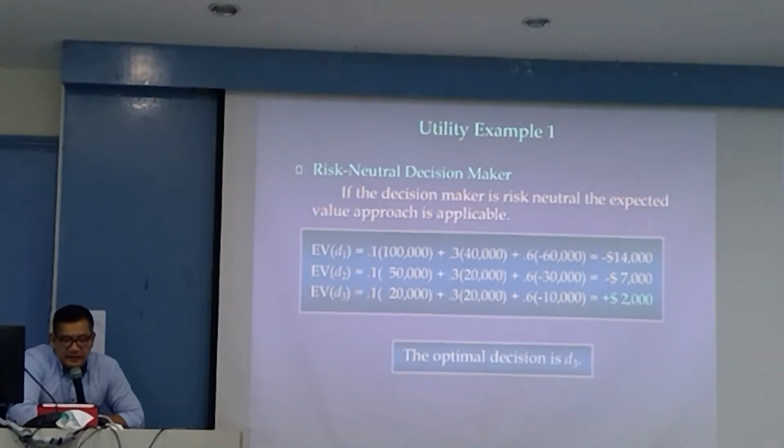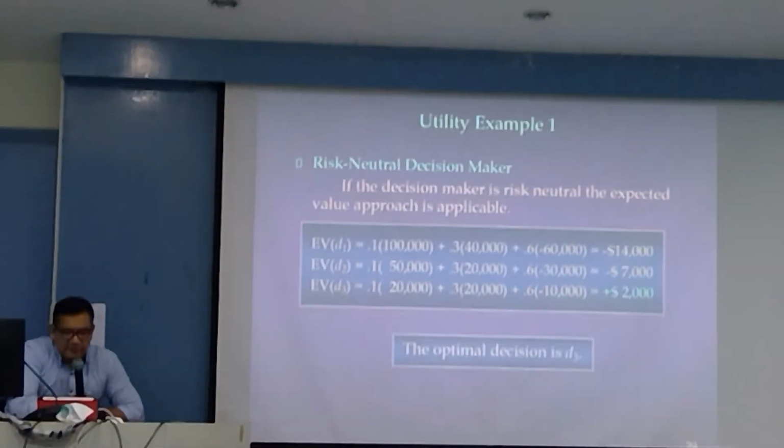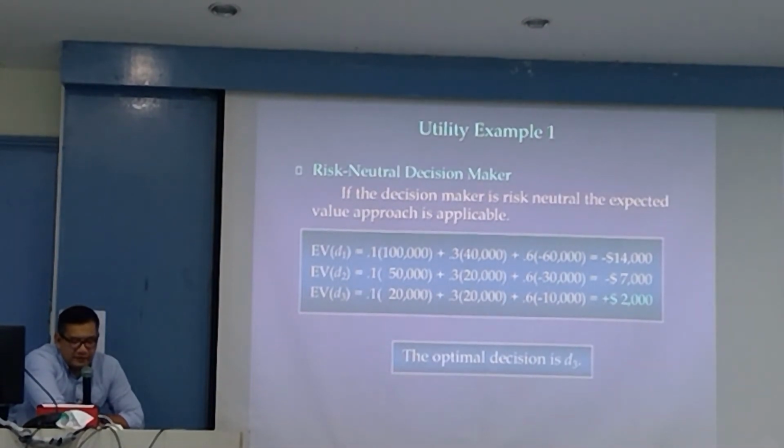When you calculate the expected value using the money value, we just multiply the probability with the value of money and sum up together for all possible outcomes or states of nature. You can get that the EV for the first alternative is minus 14,000, the second alternative is minus 7,000, and the third alternative is positive 2,000.